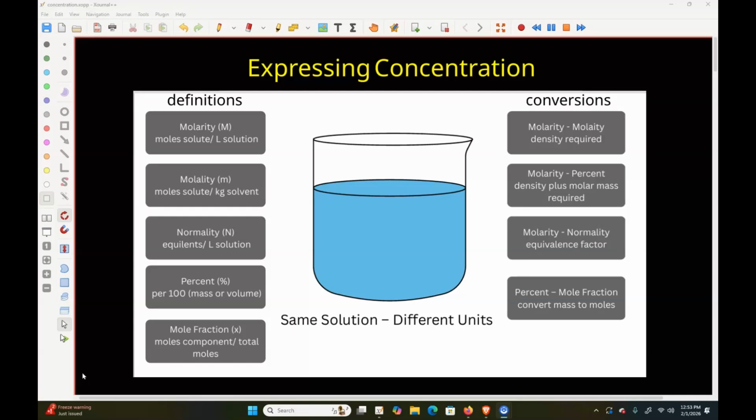So in this lesson, I'll define each type of concentration clearly, show you what they physically represent, and then walk you step by step through how to convert from one to another. By the end of the video, you won't just be plugging into equations, you'll actually understand what those numbers are telling you about a solution.